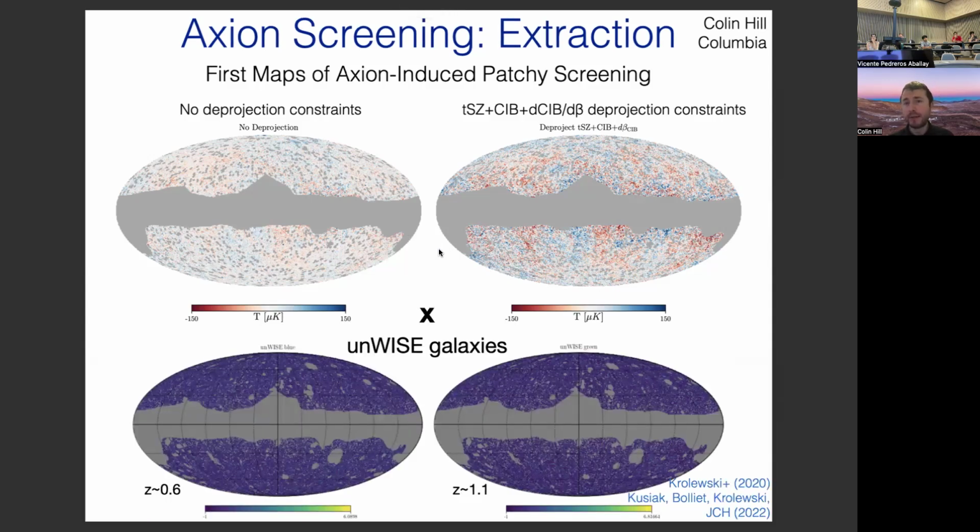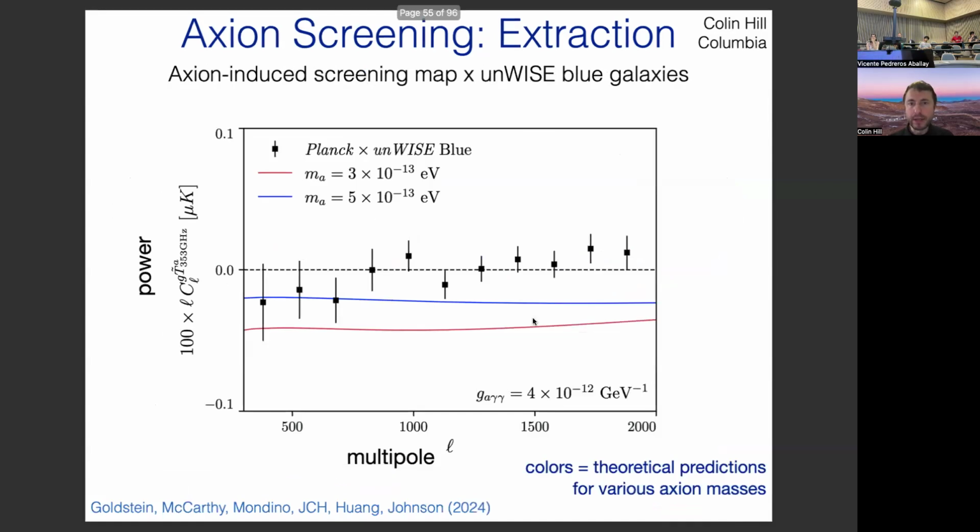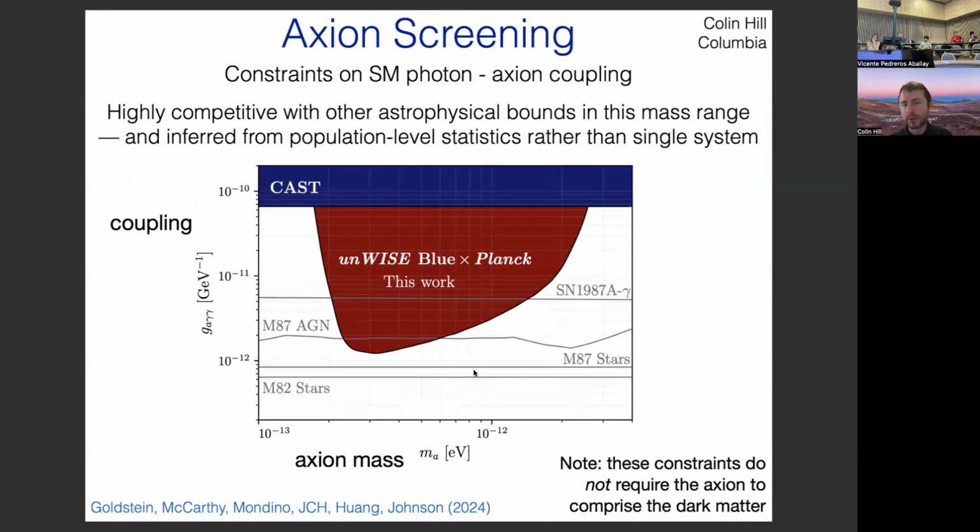It turns out that the most sensitive search strategy is to take a map like this and then cross correlate it with a large scale structure tracer like a galaxy map. These maps contain millions of galaxies, and we're just going to look at the cross correlation function between these data sets. If there was an axion photon coupling, then you should see a small correlation between these maps. Of course, what we detect is a zero cross correlation, and so that gives us an upper limit on an axion photon coupling parameter, which is what this graph summarizes.